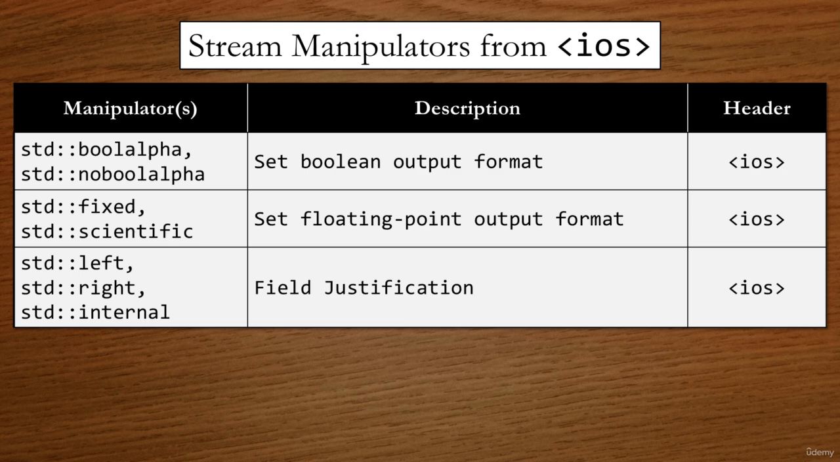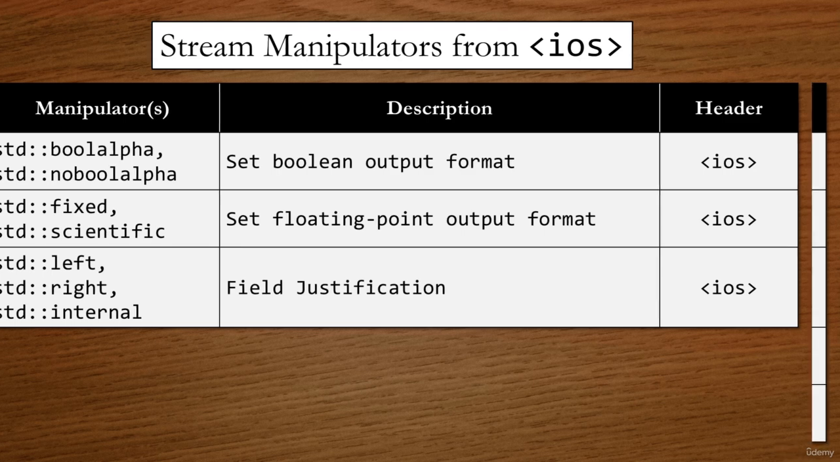Next we have the manipulators from the ios files. We've seen the boolalpha and the noboolalpha, which is going to set the boolean output format, so we get true or false instead of zeros and ones displayed. Then we have fixed and scientific, which is going to set floating point output format. Then we also have the left, right, and internal field justifications, and I've demonstrated the difference between those. Right is going to justify your output within that field width, and for the internal justification, it's going to separate out your sign or your prefix if you have a different base. Again, it all depends on the kind of output that you want.